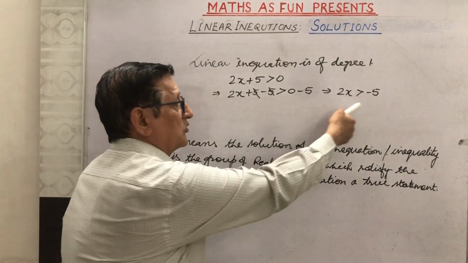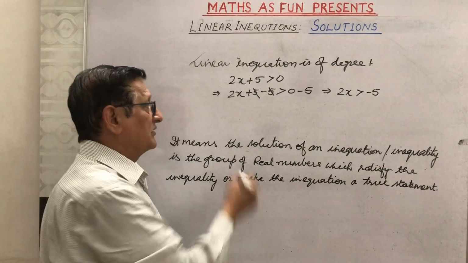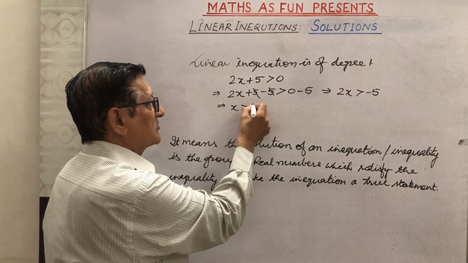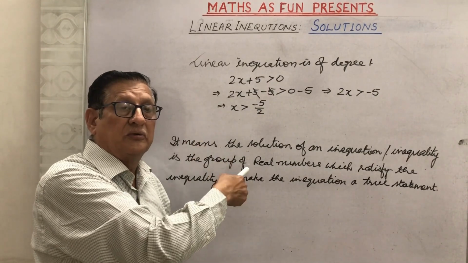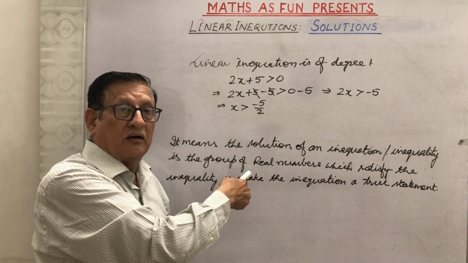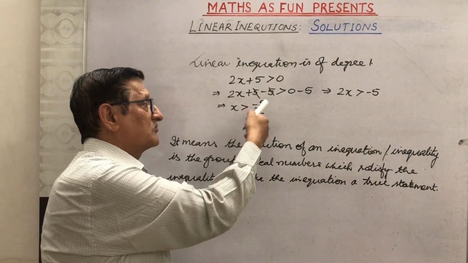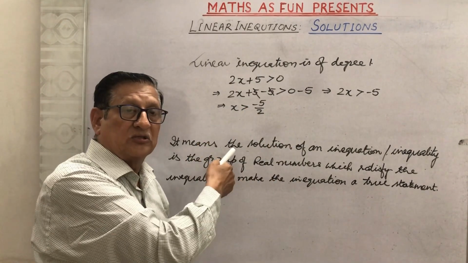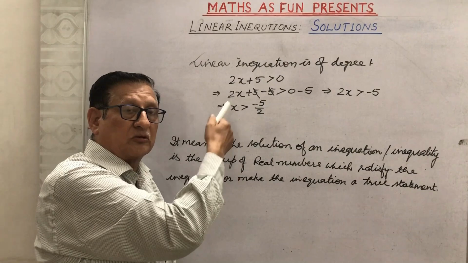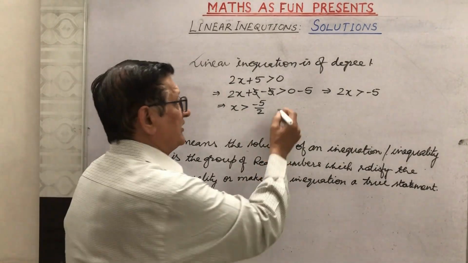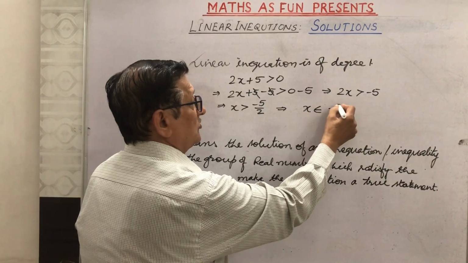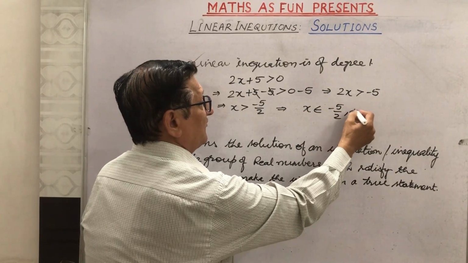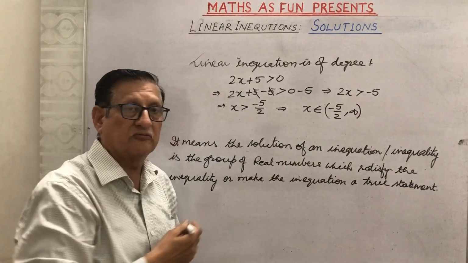Now we have to divide both sides by 2, and then we get x is greater than minus 5 by 2. It means all those real numbers which are greater than minus 5 by 2 are the solutions of this particular inequation or inequality. In the form of an interval, we can write the solution as x belongs to minus 5 by 2 to infinity. This is an open interval on both sides.